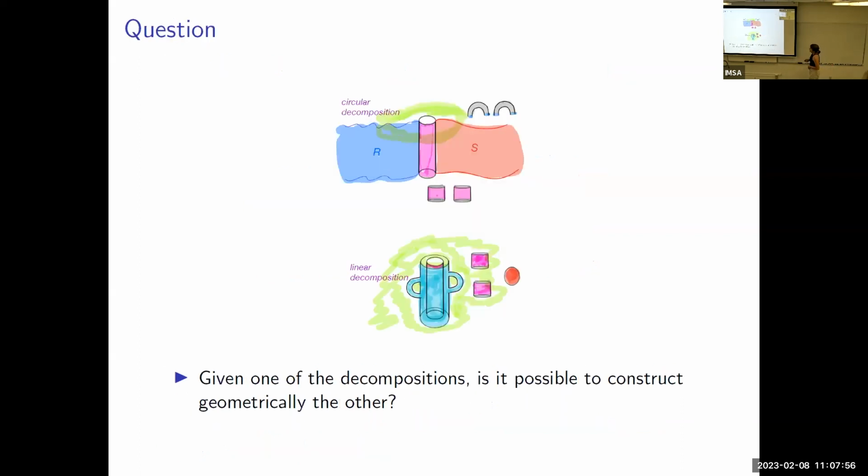Okay, so in this picture we can see the two decompositions I just described. And so the question we asked, indeed this question was asked by Pajitnov, is what is the geometric relation between these two decompositions. That means that if we start with one of these decompositions, how can we get a linear decomposition or the other way around?